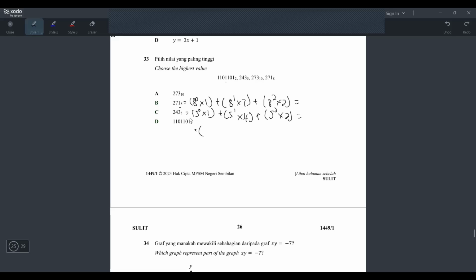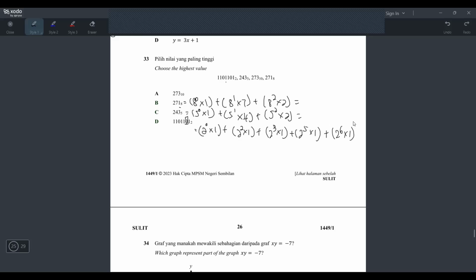Okay, what about this? Base 2. So what is the place value? 2 power 0, 2 power 1, 2 power 2, like that. So 2 power 0 times 1 plus 2 power 1 times 0. But 2 power 1 times 0 is 0, so I don't want to write that. And then 2 power 2 times 1, and then plus 2 power 3 times 1 also. And then the next one is 2 power 4 times 0, but that is 0, so I don't want to write. And then next one is 2 power 5 times 1. And then the last one is 2 power 6 times 1.